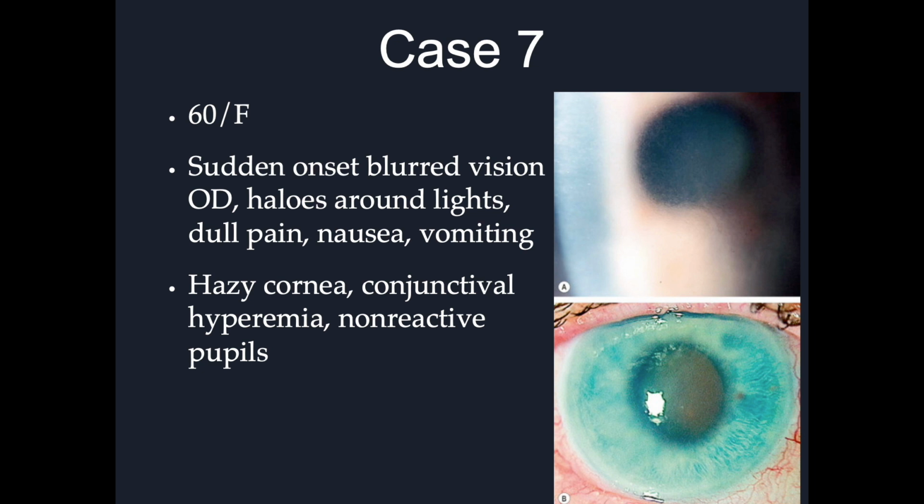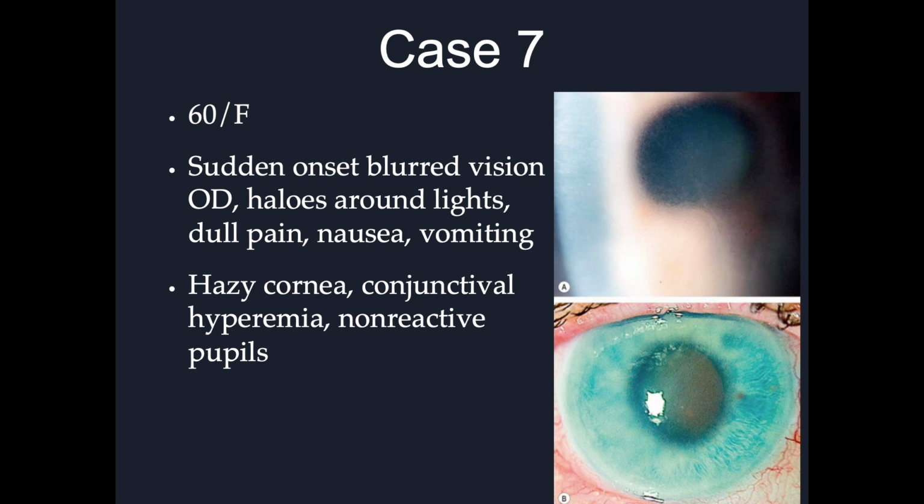Case 7. A 60-year-old female complaining of sudden onset blurring of vision. She experienced some halos around lights, some dull pain, and nausea and vomiting. When you check the patient's eyes, you notice that there is a hazy cornea, some conjunctival hyperemia, and non-reactive pupils. So what is this case?